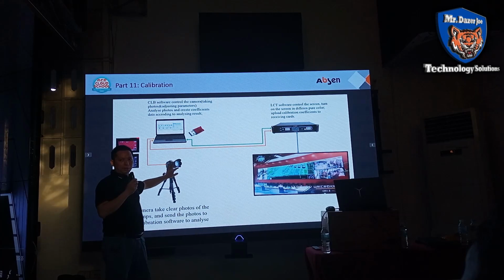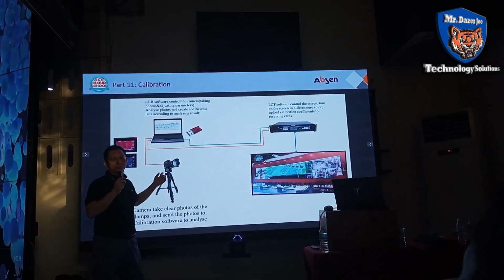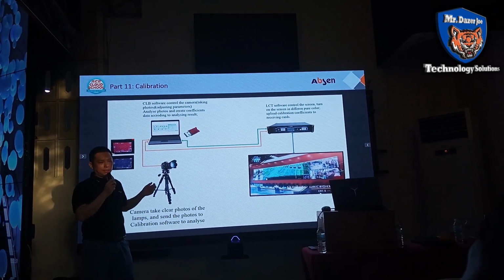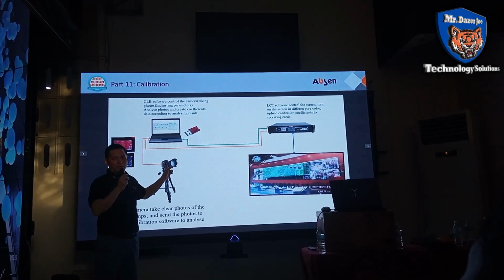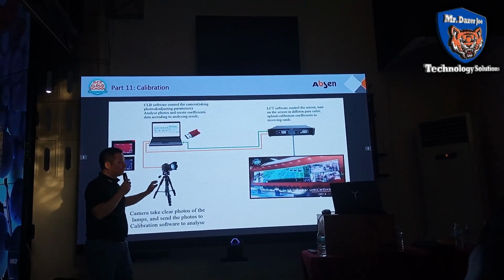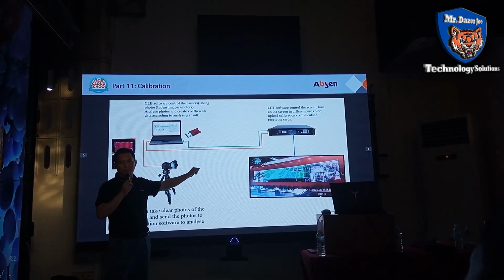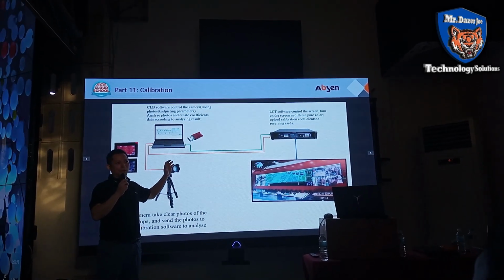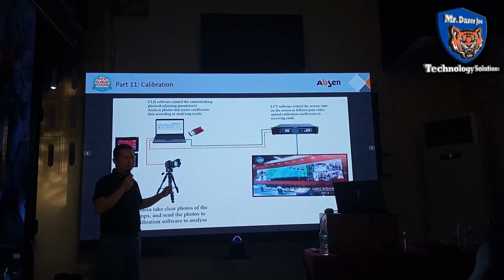We can calibrate a single cabinet, which can be done in the ABSEN factory. We calibrate the cabinets one by one. We can also calibrate the whole screen. We can do both in the factory, and also on site.